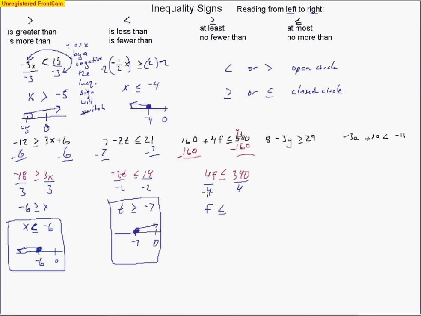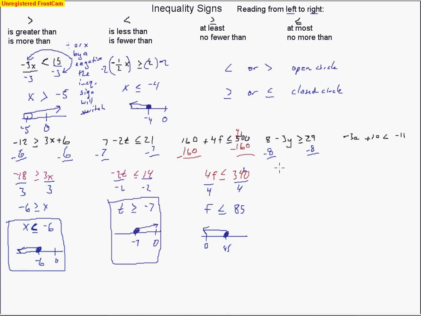Now notice I did not switch the inequality sign because I divided by a positive. So 4 goes into 34 almost 9 times, but only 8, with 2 left over, and then 4 goes into 20 five times, so 85. So f is less than or equal to 85. So here's 85, here's 0 way down here. The inequality sign has a line underneath it, so it equals 85, and every value that's less than, less because it points to the f.